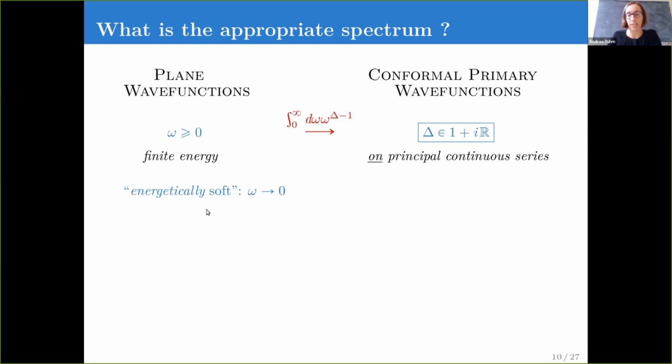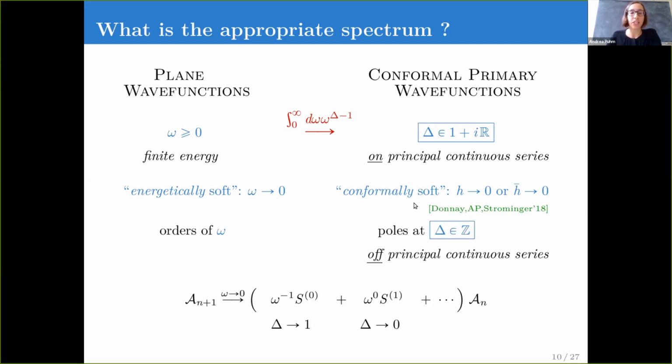So something should take its place. So what we proposed was that instead of the conformally soft limit, in this new conformal basis, one should take the conformally soft limit. This corresponds to taking the weights, h or h bar under the conformal group, to 0. But actually there's a bigger story here, which is that the orders of omega in an energetically soft expansion of the amplitude get now mapped to poles in the conformal dimension of the corresponding 2D correlator. And the poles arise at certain integer values of the conformal dimension delta.